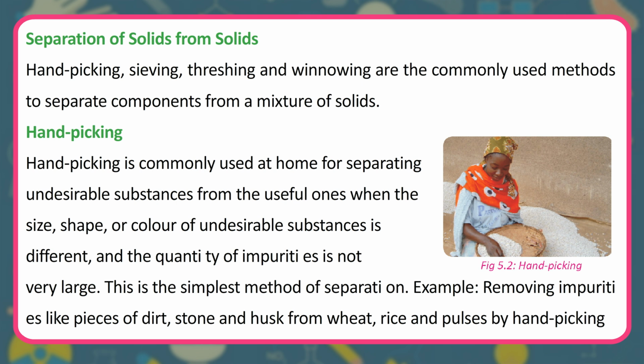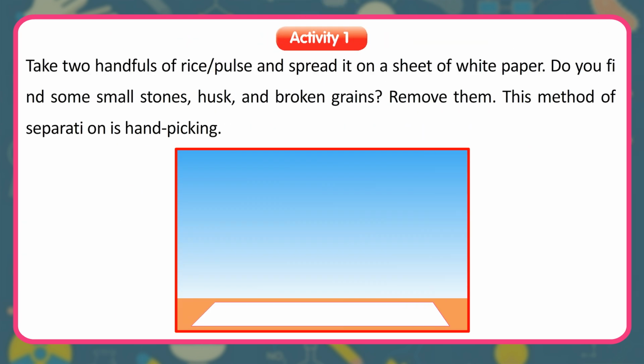Example: removing impurities like pieces of dirt, stone and husk from wheat, rice and pulses by hand picking. Activity: take 2 handfuls of rice pulse and spread it on a sheet of white paper. Do you find some small stones, husk, and broken grains? Remove them. This method of separation is hand picking.